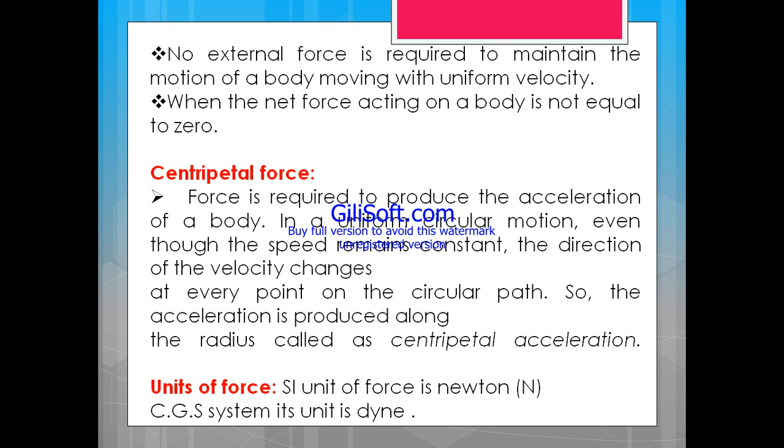Acceleration of a body. So in such a case, in uniform circular motion, even though the speed remains constant, the direction of the velocity changes at every point on the circular path. So the acceleration is produced along the radius. That is called centripetal acceleration. As you know, among the types of motion, circular motion is one of them.